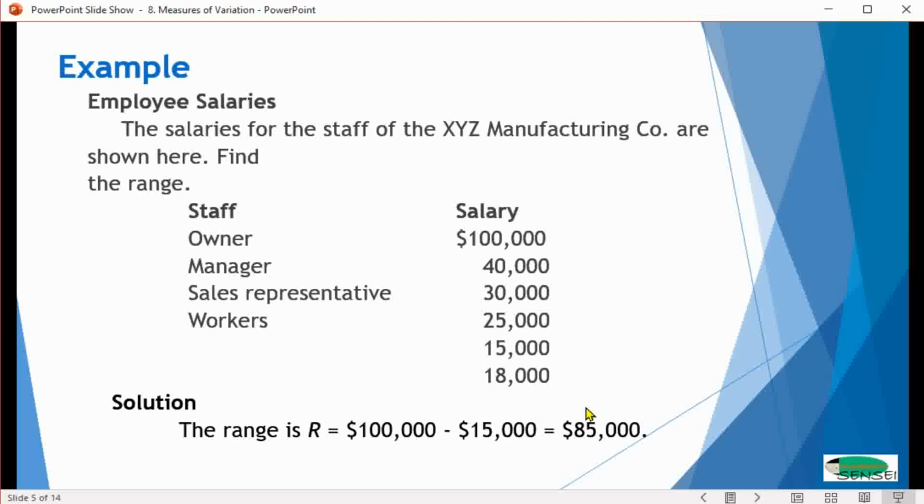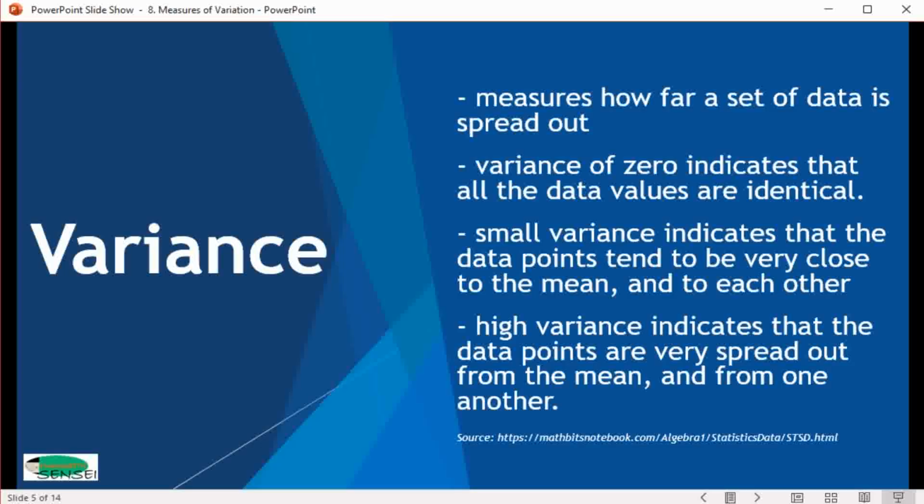So when you would like to see how distant the numbers are from each other, measures of variation is good. For instance, for this example, we have a range here where it can show the distance between the lowest value and the highest value. So paulit-ulit din talaga yung meaning na ating range. Now let's proceed to another type of measures of variation or dispersion.